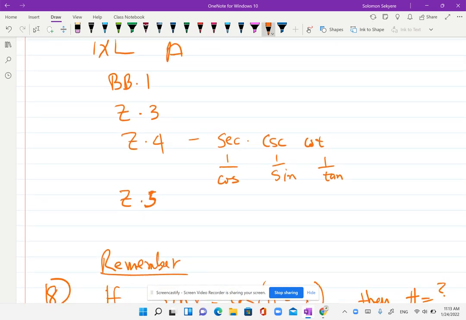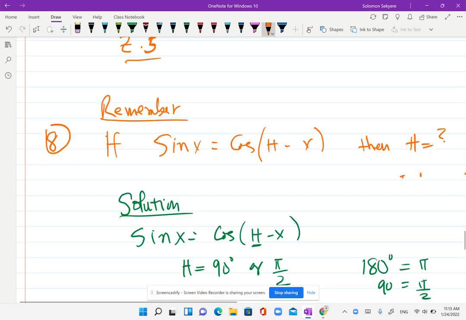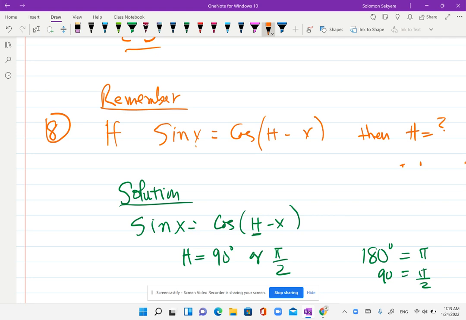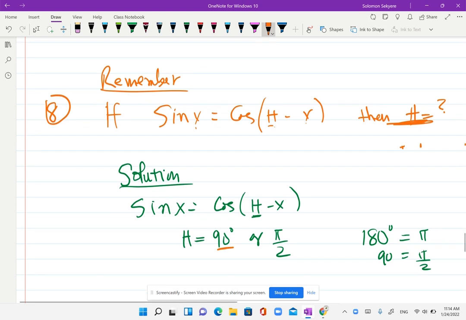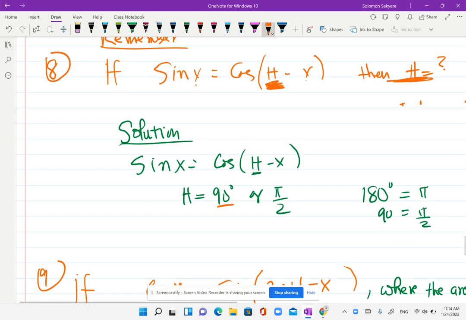All right, these are your IXL exercises. Algebra 2. Do all these plus z5. And remember, if sine x equals cosine of h minus x, then what is h? This h is 90 degrees. Keep that in mind. That means this here must be 90 degrees for this to hold, or 90 degrees is the same as pi by 2, since pi is 180. Got it?